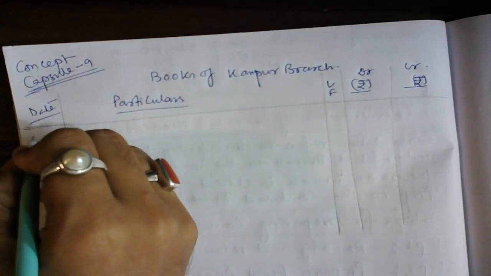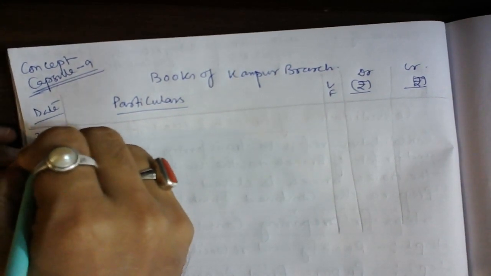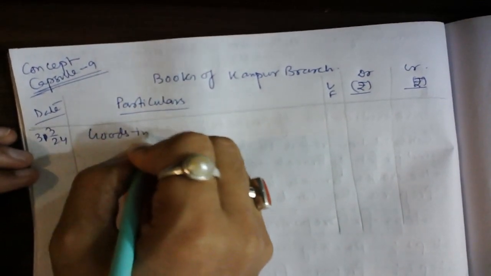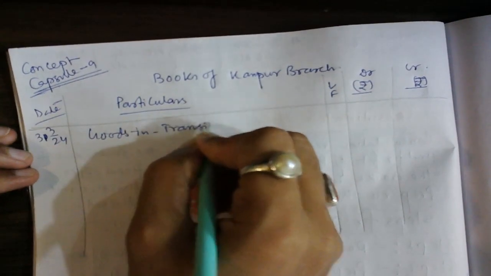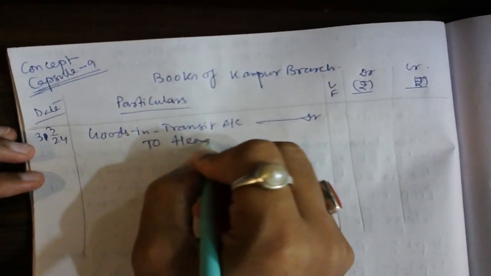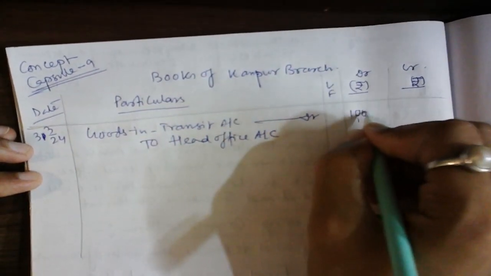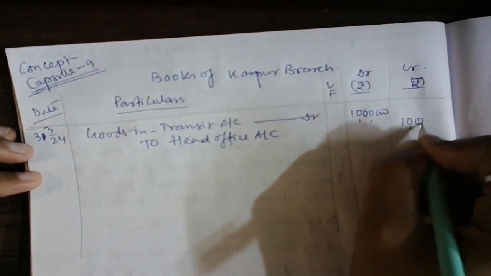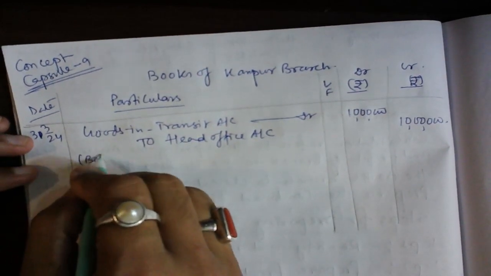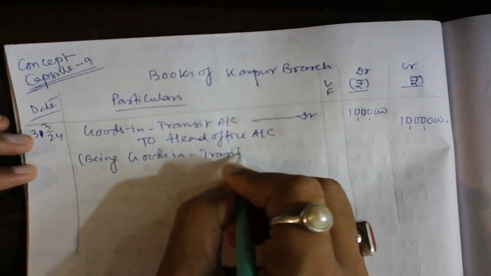Okay, you can write here in the closing date, that is on 31st March 2024, goods in transit account debit to HO account, head office account. You can simply write the amount. How much is the amount, sir? 10 lakh rupees. So that is the debit and credit, okay? So you can write "being goods in transit." That's all, more than enough.